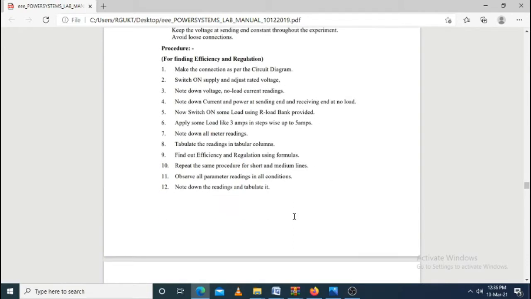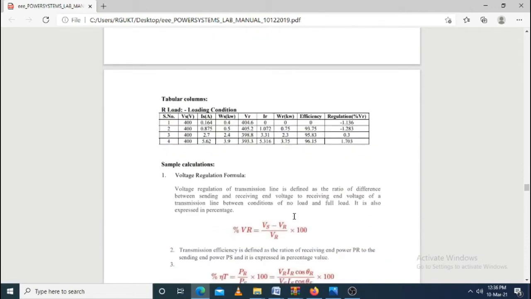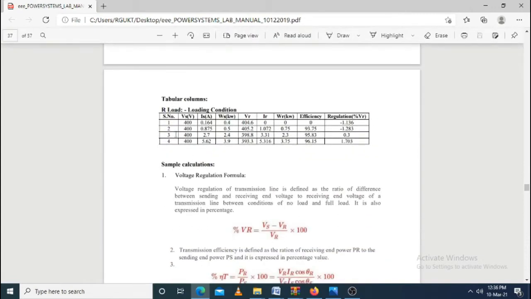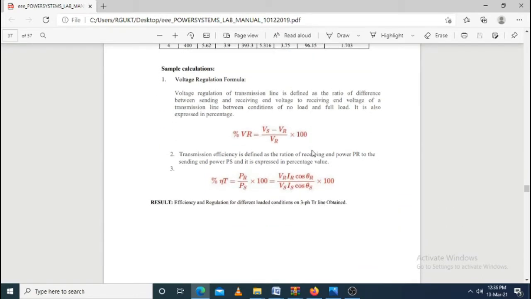Now the efficiency and regulation formulas. I am taking some sample readings. For the no-load condition, since I am not applying any load, the efficiency is 0 and the regulation is minus 1.136. Then I apply the load, 1 ampere, 3 ampere, up to the maximum load of 5 ampere, where the efficiency is 96.15 and the regulation is 1.703. Basically, the Ferranti effect happens here in the no-load condition.